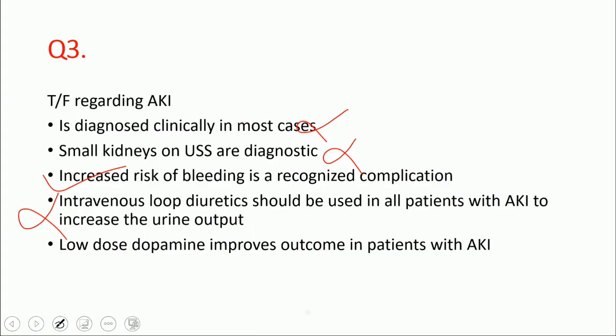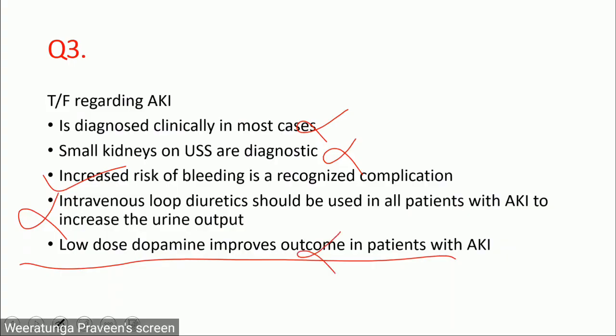Now, several years ago, there was a lot of interest in low-dose dopamine in AKI. People thought it increased renal perfusion and various nonsense like that, but there is no evidence that it helps at all. So we don't give low-dose dopamine anymore. That's wrong. Right. So this is a little bit about the complications and also some management things.